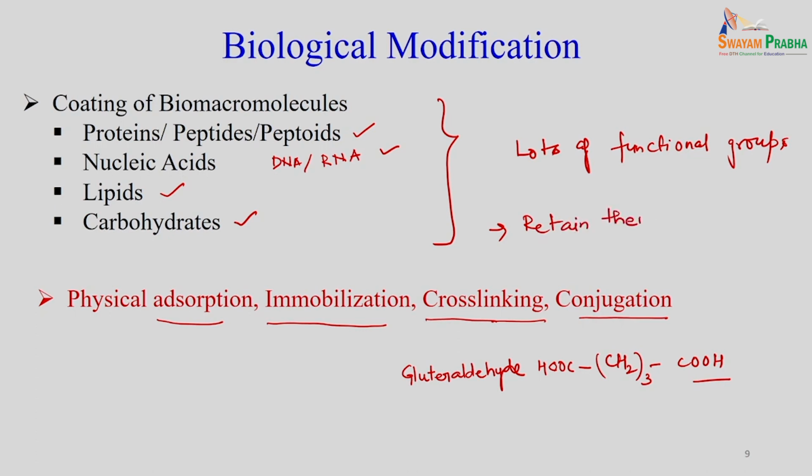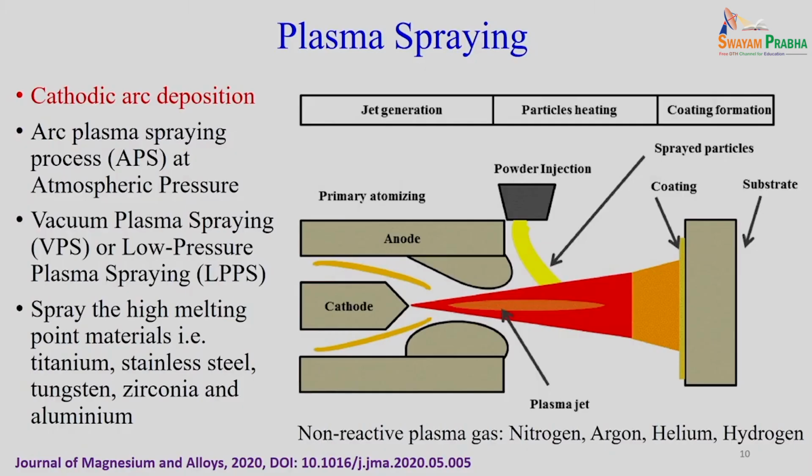So, retain their activity, because particularly if you consider the protein, if their particular conformation is not present, they lose their activity or their functions are lost. So, this is a major challenge with biological modifications, to retain their native conformations, or you can say to maintain their activity. Now, we will discuss a selected few modification techniques.